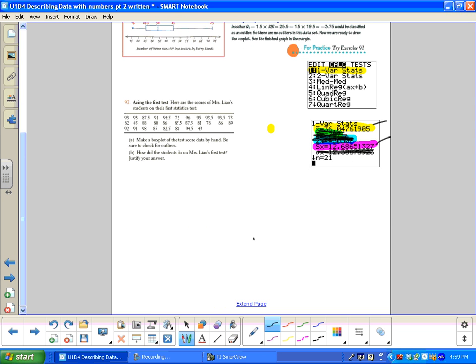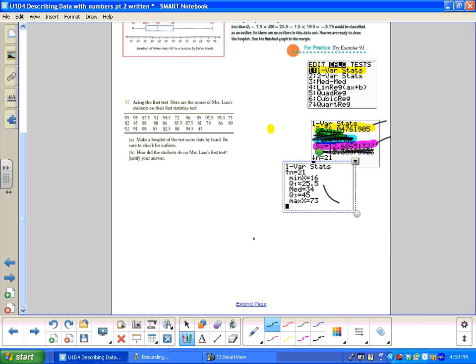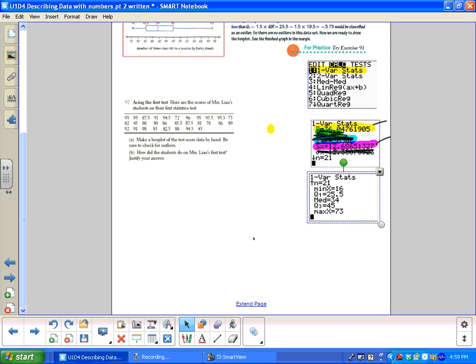So remember that. Don't think, oh, I screwed up. I don't have my 5-number summary when you go and run your 1-Var Stats. Remember that you just have to scroll down. Always forget. So this is what we want.